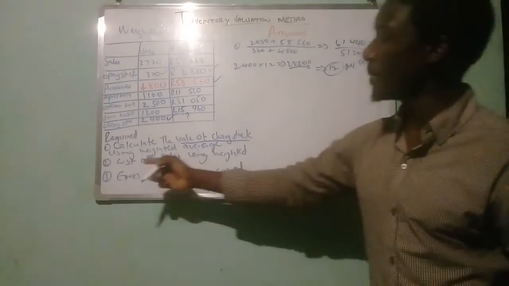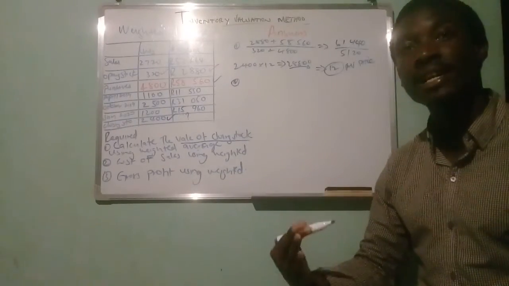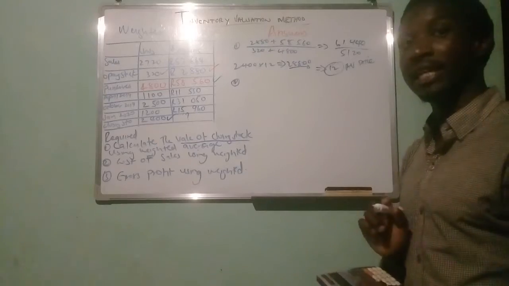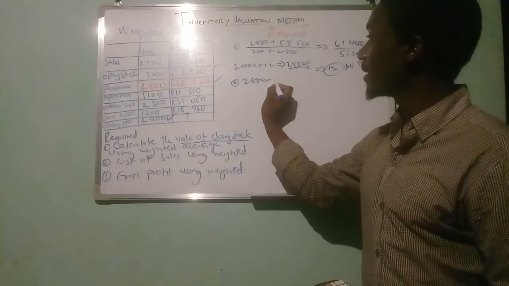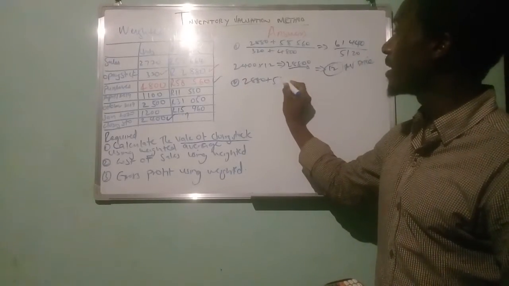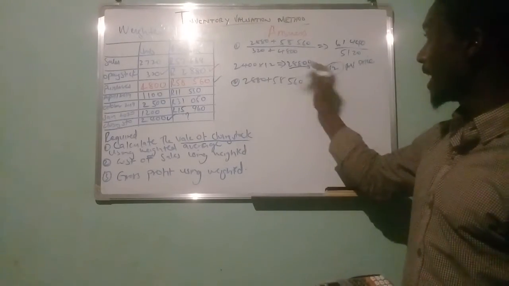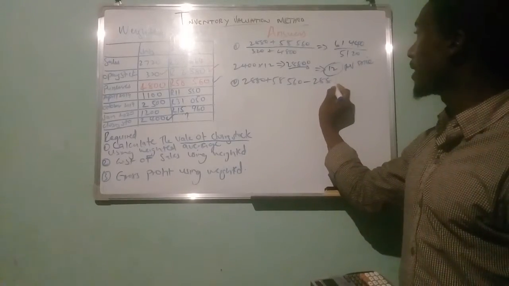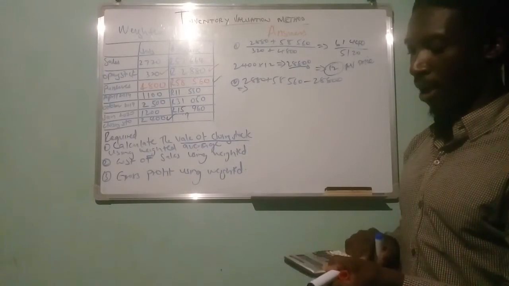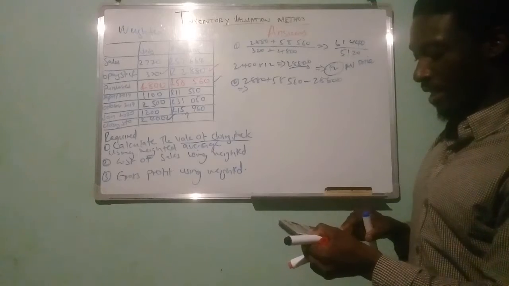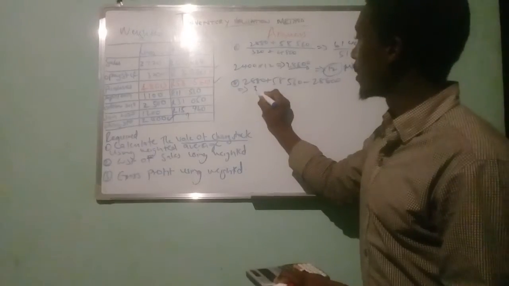Number two, the cost of sales using the weighted average. The formula again for cost of sales: opening, add purchases, minus closing stock. Do we have our opening? Yes, which is 2,880. Do we have our purchases? Yes, 58,560. Do we have our closing? Yes, which is 28,800. Whatever answer we get there should be our cost of sales. So we say 61,440 minus 28,800, and we get 32,640.